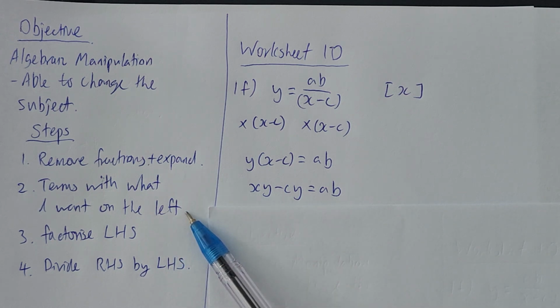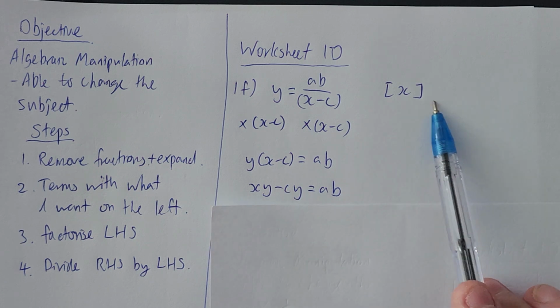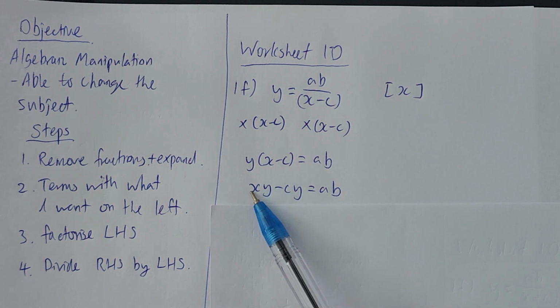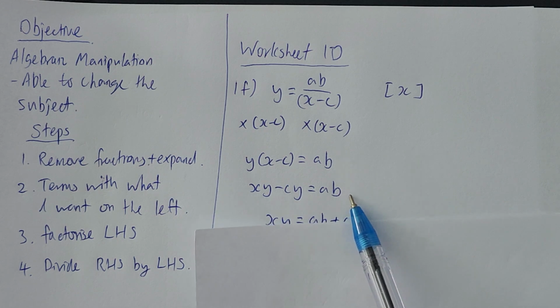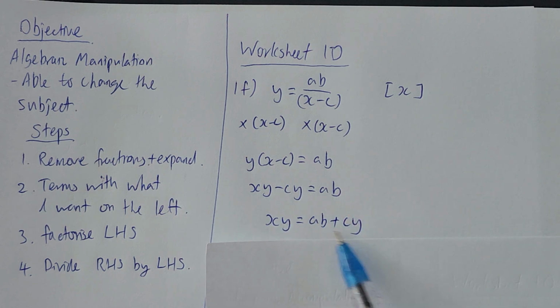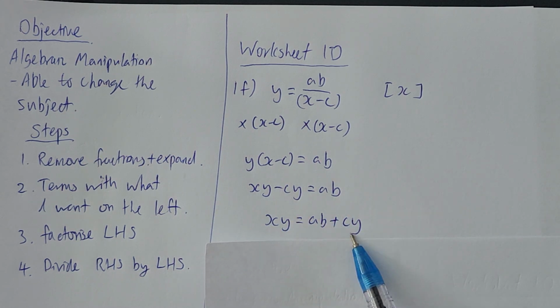Step 2. Terms with what I want go on the left. So basically what I want is x. This term has x, no problem. This negative cy doesn't have x. It's not supposed to be on the left. It should go to the right. So plus cy on both sides, I get this. Now this is done.